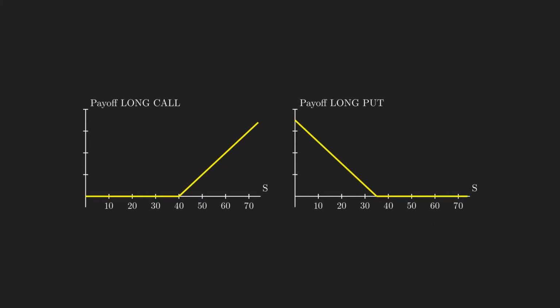These are graphs that you might have seen. They are exactly like the ones we've just seen, but without considering the cost. The payoff function for the call is the max between ST minus K and 0. For the put, we have the max between K minus ST and 0. These are the cases in which we buy an option.